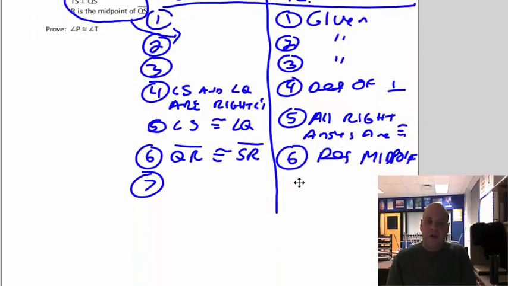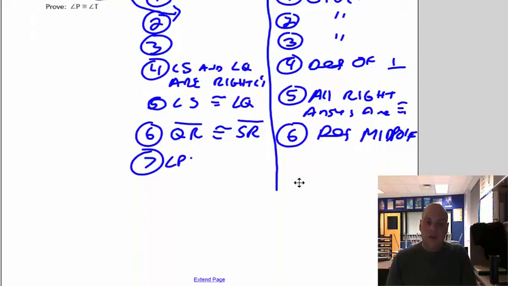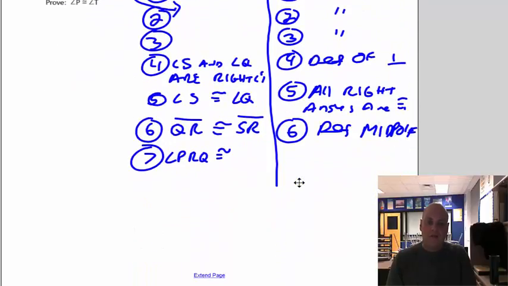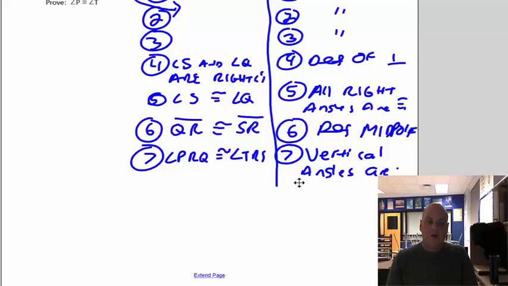So angle PRQ is congruent to angle TRS. And that's the vertical angles theorem, right? Vertical angles are congruent.